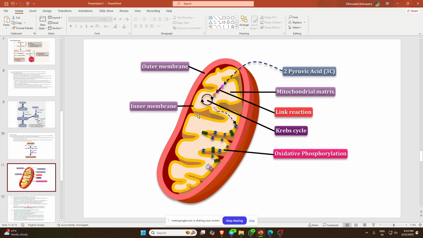Now see over here, this is the structure of a mitochondria. This is the matrix, the space in between the membrane. This is the mitochondrial matrix, and this lining is called the inner membrane. In this inner membrane, succinate dehydrogenase is present. I will go through that in the next slides.